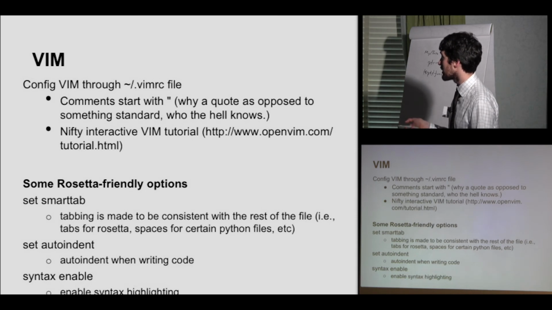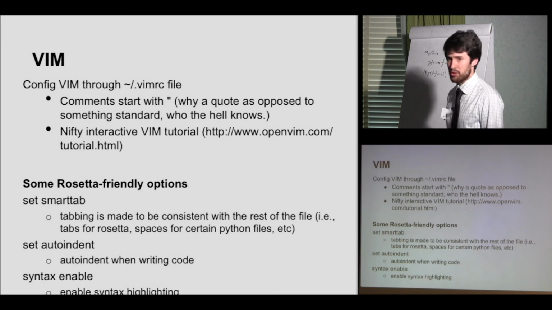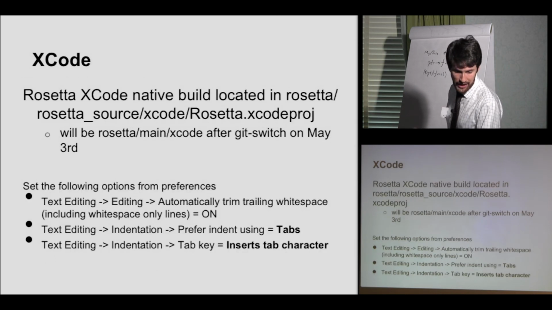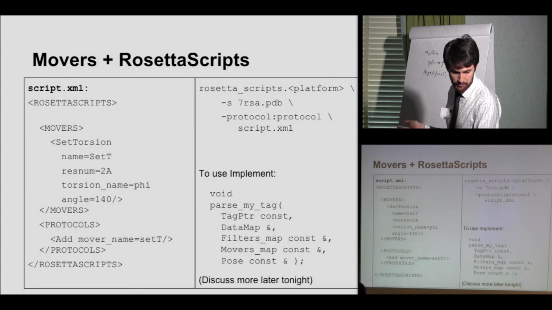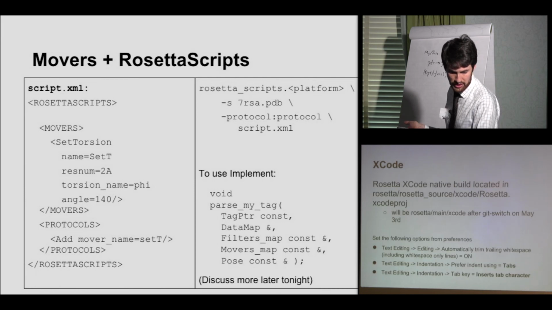Tim put together some comments if you want to set up Vim to work with Rosetta. You should use the smart tabs in the .vimrc; the auto indent and the syntax enable are good places to start. But perhaps other people have suggestions for packages that they like to use with Vim. And then to set up Xcode, right now it's in Rosetta source Xcode, Rosetta Xcode proj, but this is going to switch to Rosetta main Xcode. And then here is what you need to do to set the tabs correctly for that. This we'll talk about tomorrow, and that's it for what I have today.